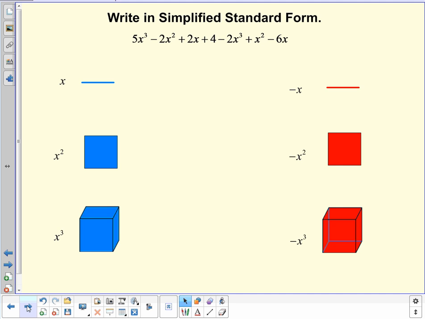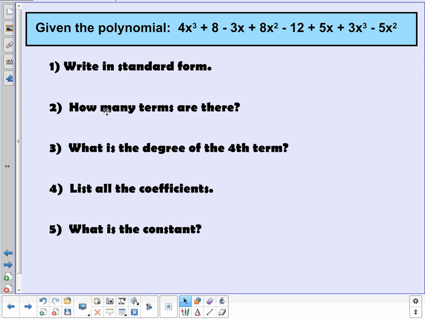So now let's get to some practice examples here. We're going to look at the practice examples on the back of your notes page. So taking a look at number 1, it says, given the polynomial 4x to the third plus 8 minus 3x plus 8x squared minus 12 plus 5x plus 3x to the third minus 5x squared. Holy cow, lots of terms in this polynomial. Now, we want to write it in standard form.